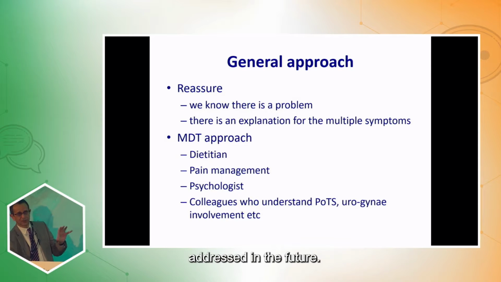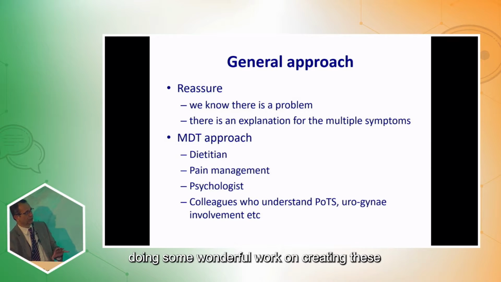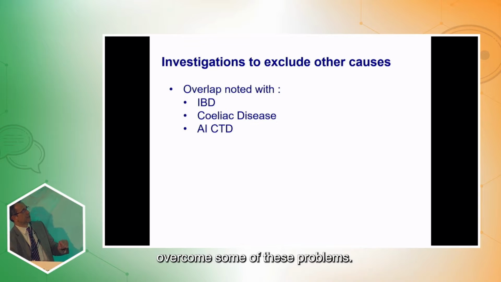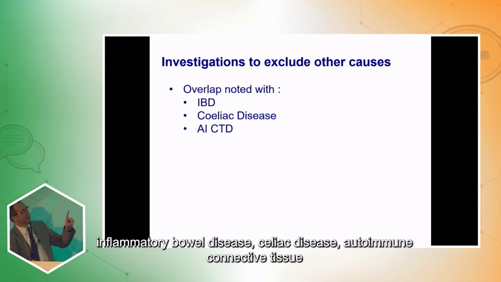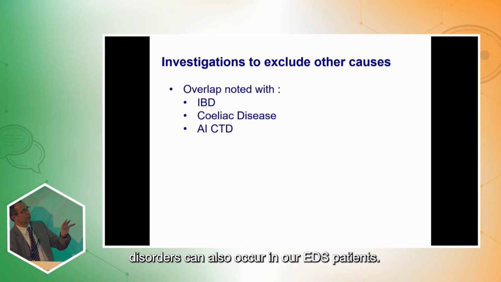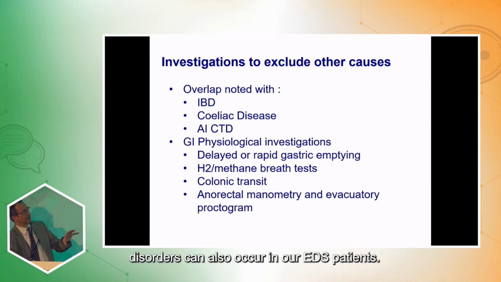And that needs to be addressed in the future, and I know that the society is doing some wonderful work on creating these centers of excellence, which shall hopefully overcome some of these problems. It is important to rule out other causes of symptoms in our patients, and there is some evidence to suggest that inflammatory bowel disease, celiac disease, autoimmune connective tissue disorders can also occur in our EDS patients.